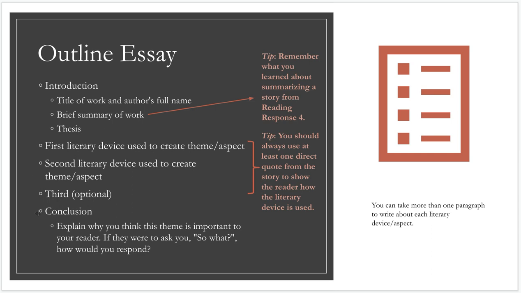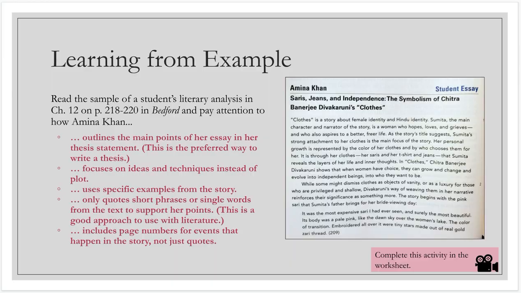For the conclusion, you should explain why you think the theme is important, or why this aspect is in the story. Kind of the so what, why should we care about this? How does understanding this theme or this aspect of the story improve our understanding of the story? Okay. Now, as I've said before, you can take more than one paragraph to write on each literary device, if you need to. This is just a general outline to help you.